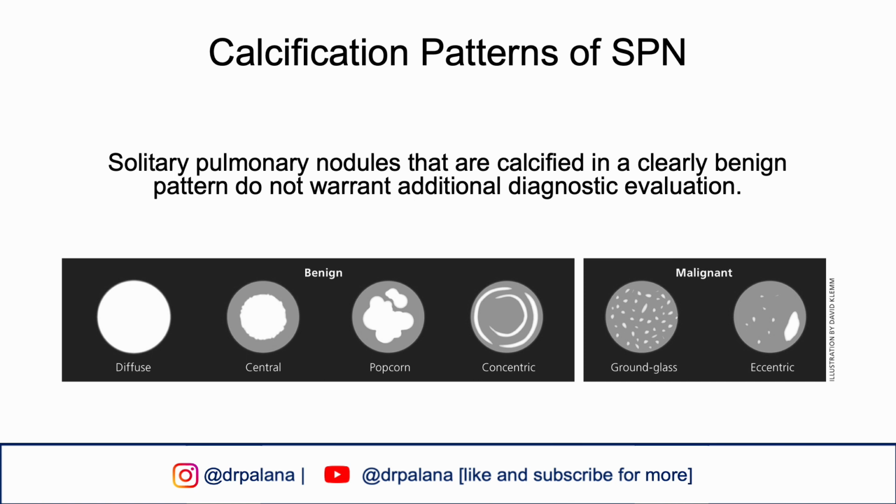Benign calcification patterns include diffuse, central, popcorn, or concentric. Potentially malignant calcification patterns include ground glass, which is more scattered, or eccentric calcification, which is typically dense on one side. Please remember this slide. This is a very high yield slide.